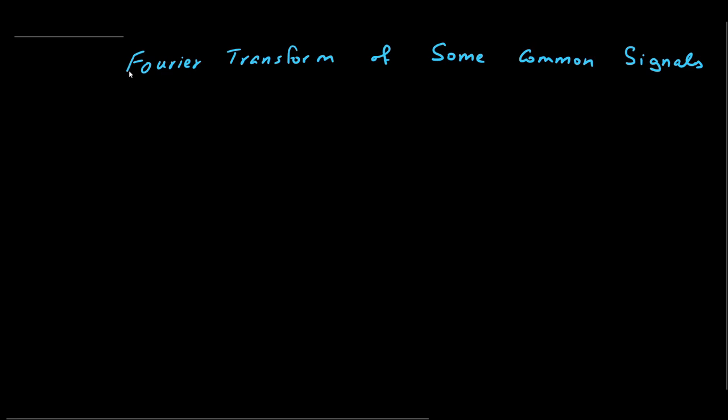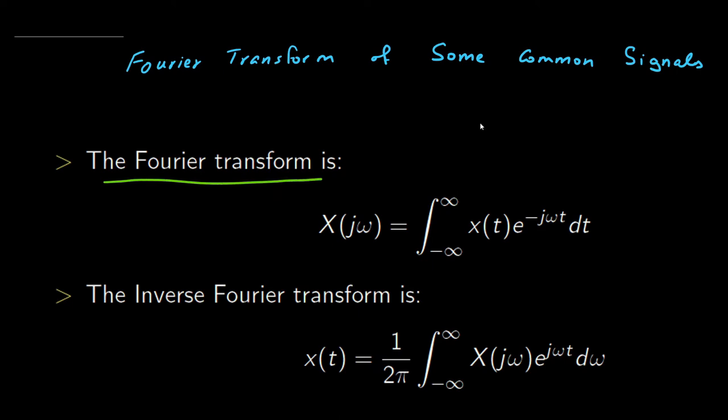In this video, we are going to look into some of the common Fourier transform pairs. More specifically, we have these two transformations. The first one is the Fourier transformation and the other one is the inverse Fourier transform. So in Fourier series, over here we can say this is our synthesis expression, and this is our analysis expression.